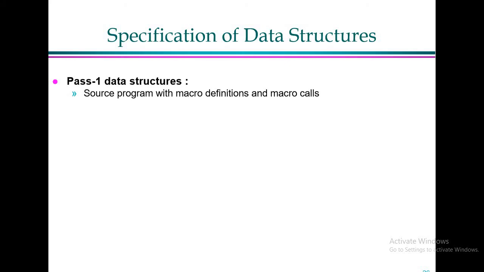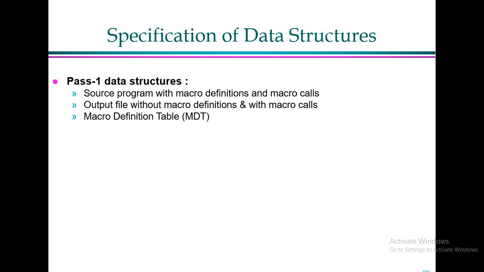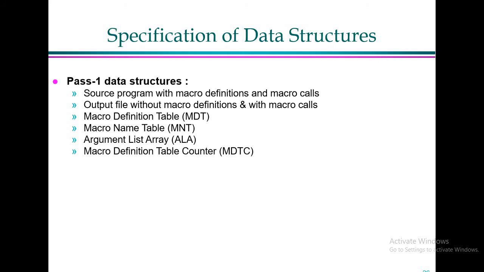Pass 1 contains the source program with a macro definition and macro calls, then an output file without a macro definition but with macro calls that you have to generate. Then it contains the macro definition table, that is the MDT table, the macro name table, that is the MNT table, the argument list array, that is ALA, the macro definition table counter, that is MDTC, and finally the macro name table counter, that is MNTC. So these are the data structures which are used in pass 1 of a macro.